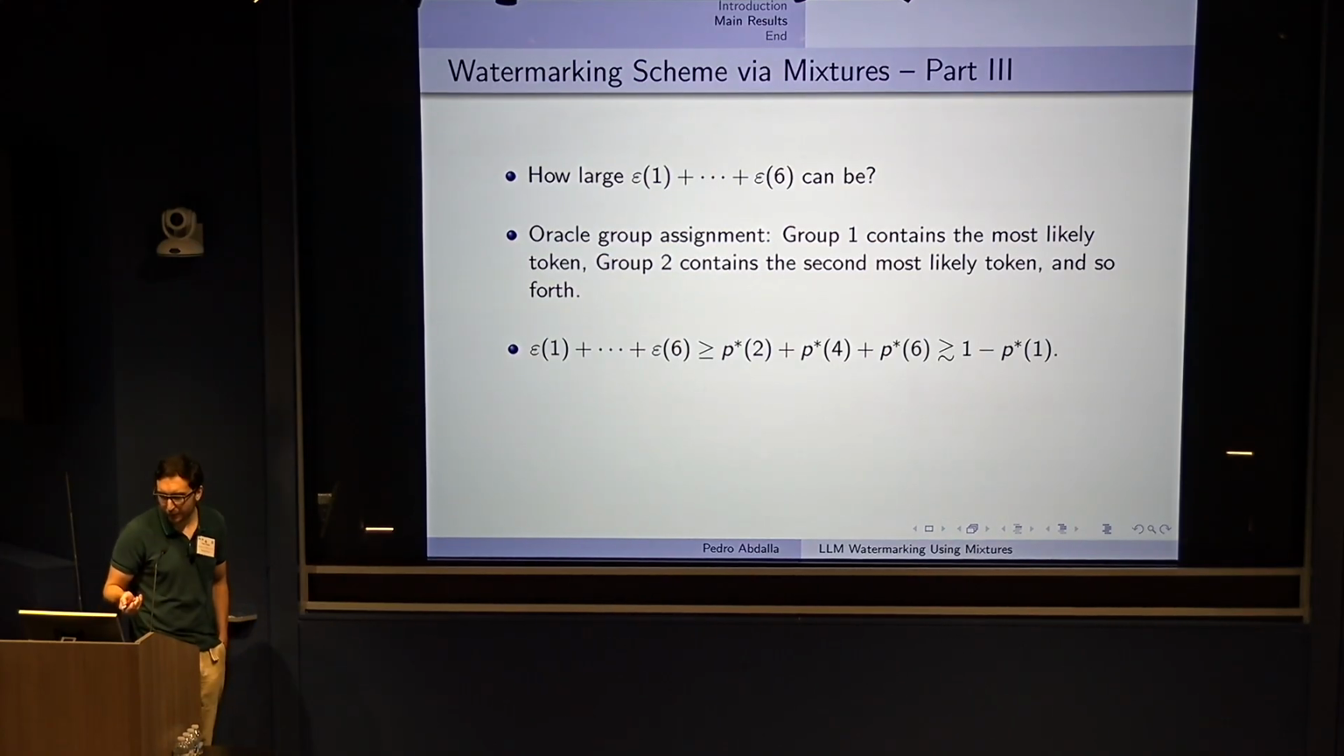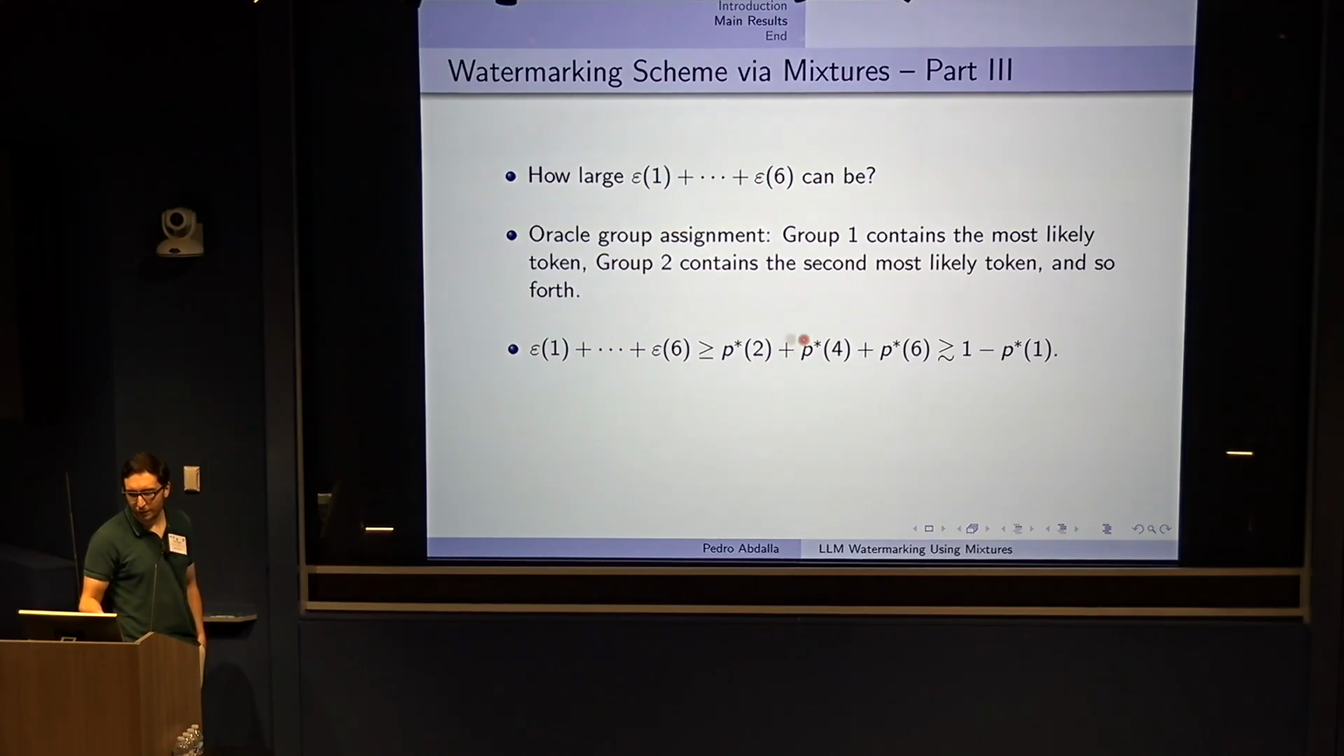You can show that in this case, if P star is the probability distribution rearranged, this is at least the probability of the second most likely token, the fourth most likely token, and so on until the least likely token. You can easily show that this is at least 1 minus the most likely token. This is how 1 minus the most likely token appears here, because P star 2 is at least P star 3 plus P star 4 divided by 2. The second most likely token beats the average of itself plus the next. So doing this, you can show that this quantity is at least 1 minus P star of 1.